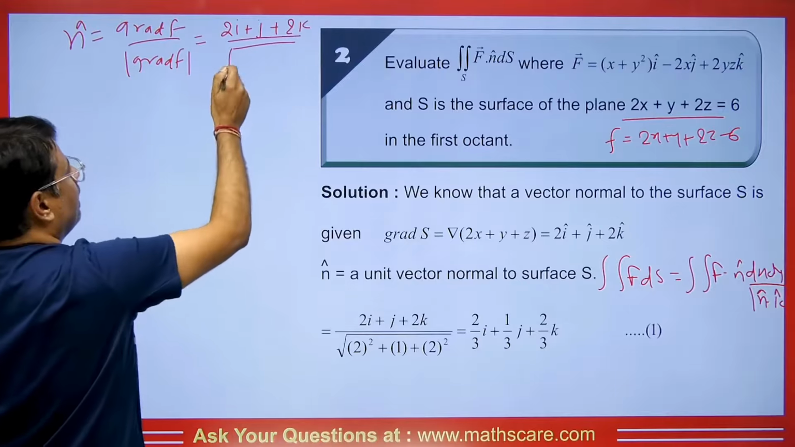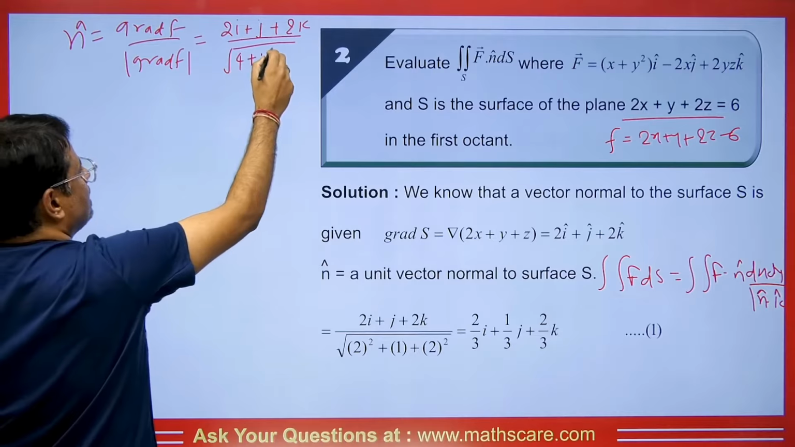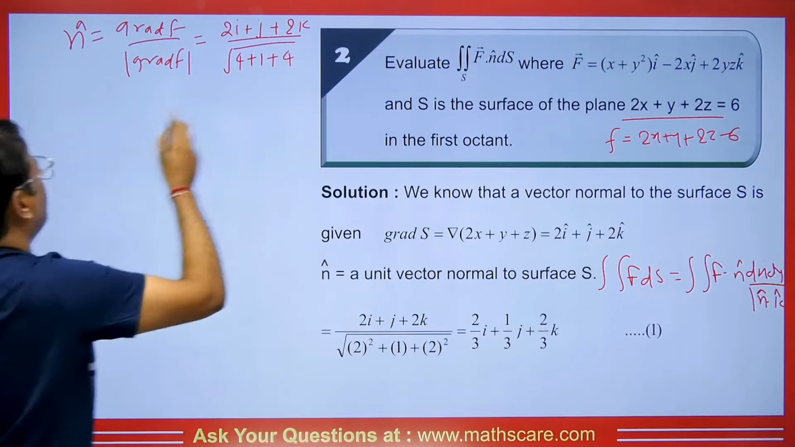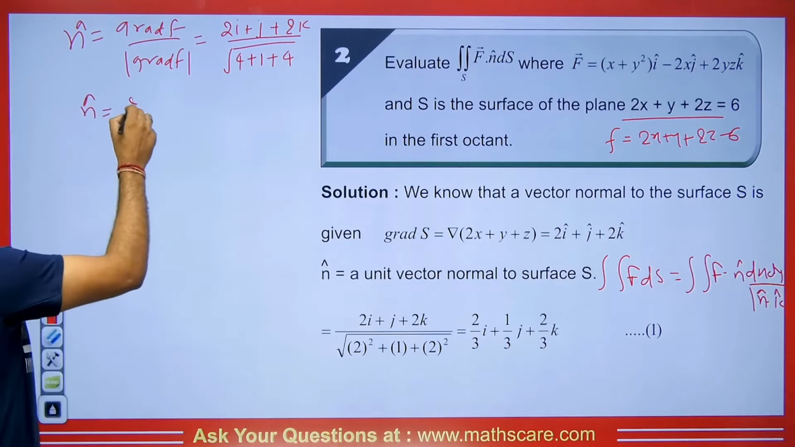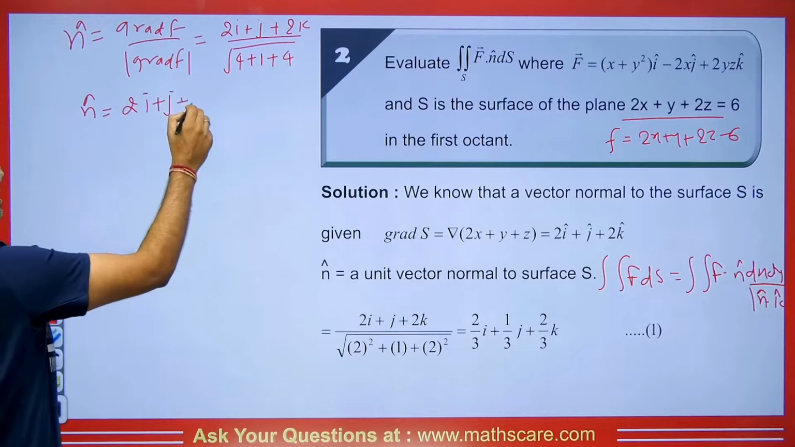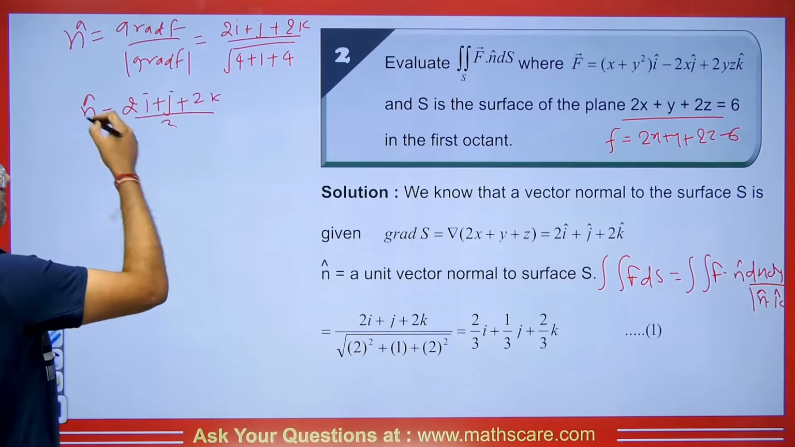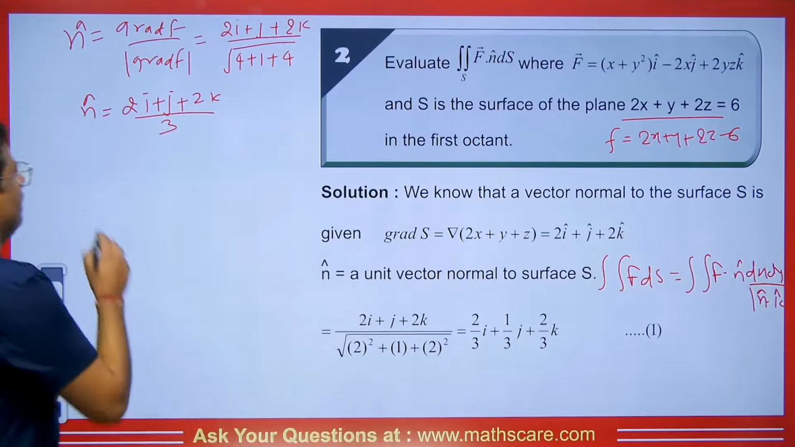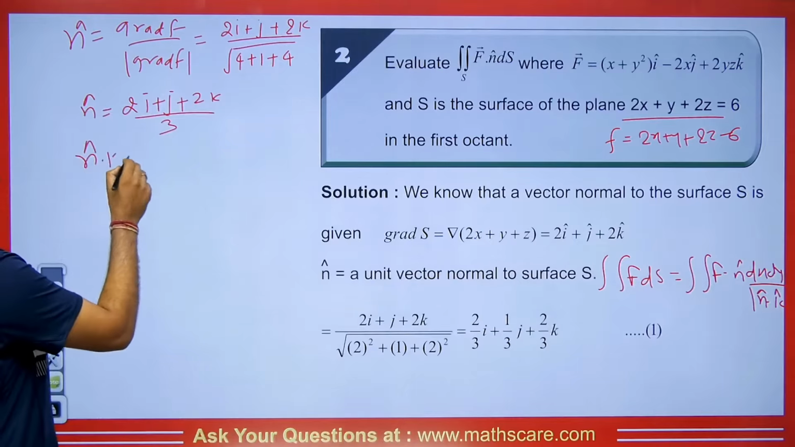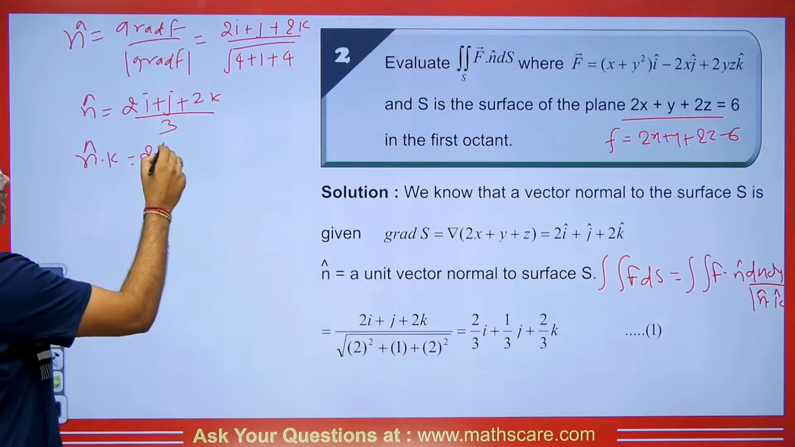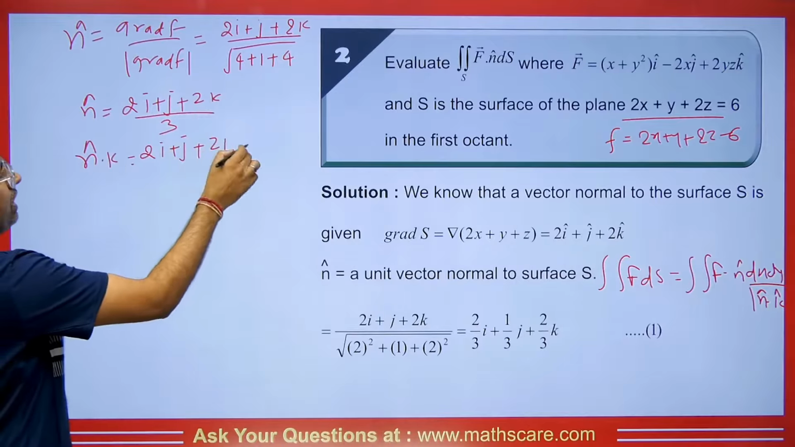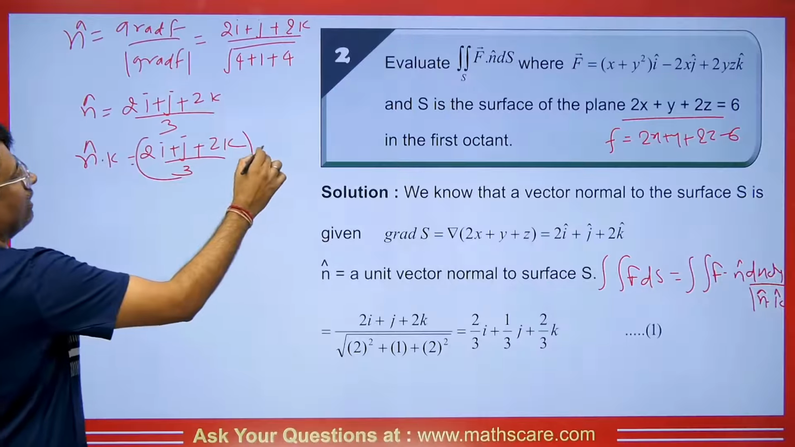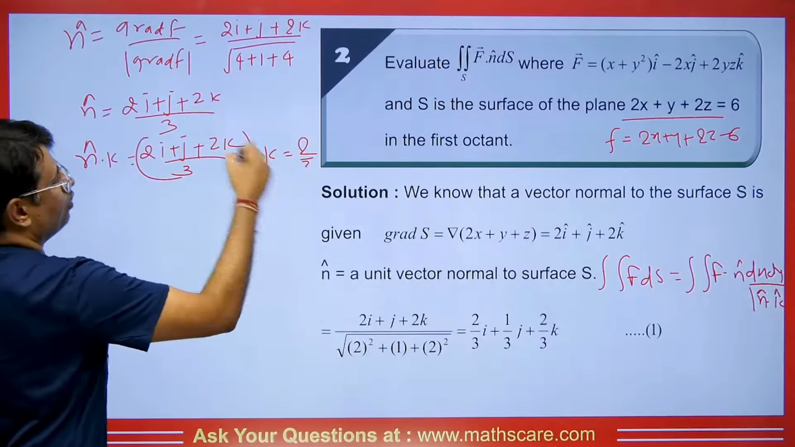And under root of, here we'll calculate the mod. The square of this is 4, the square of this is 1, and here it will be 4. So the value of n cap would be 2i plus j plus 2k divided by, what will we get here, 3. Now we have to calculate n cap dot k. After calculating, we'll get 2i plus j plus 2k divided by 3 dot k. So students, we will get 2 by 3.